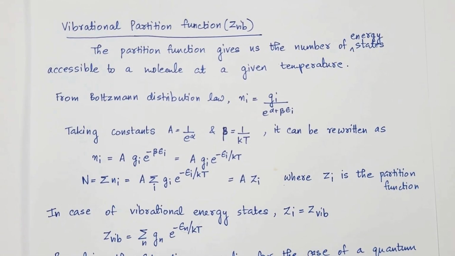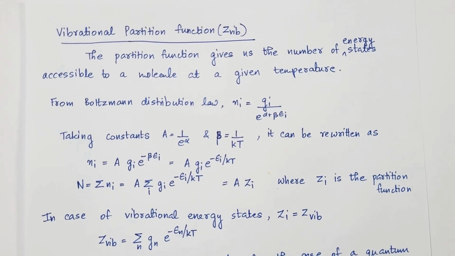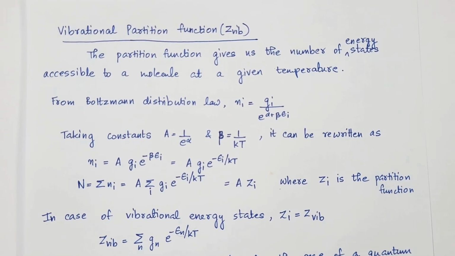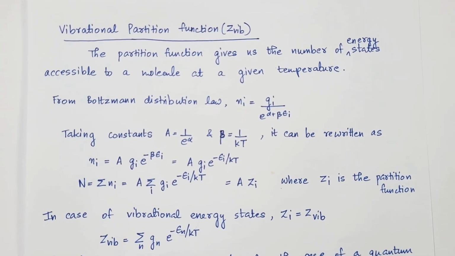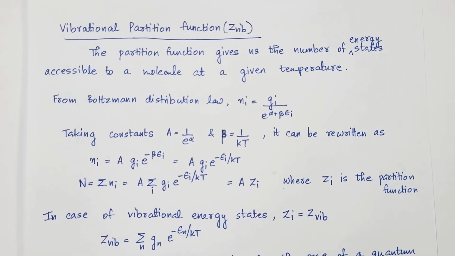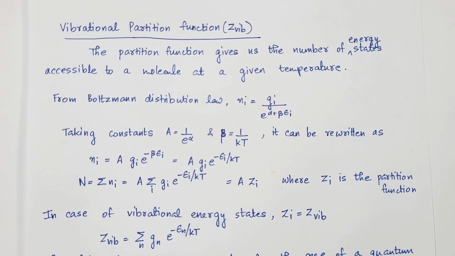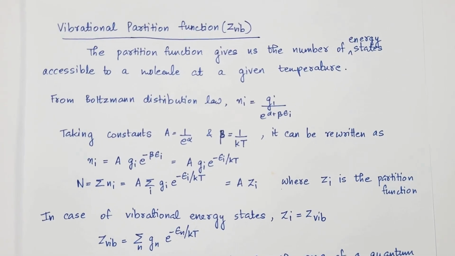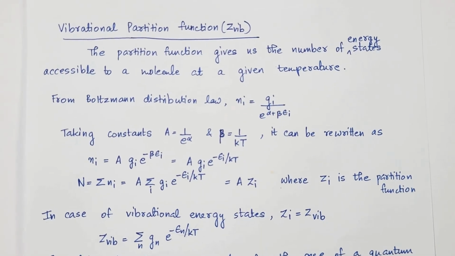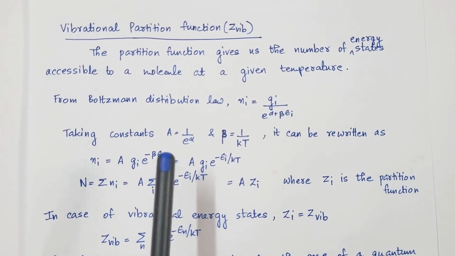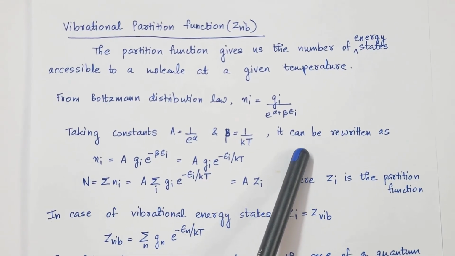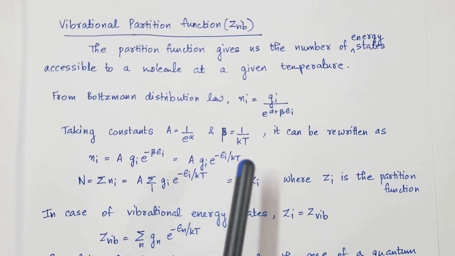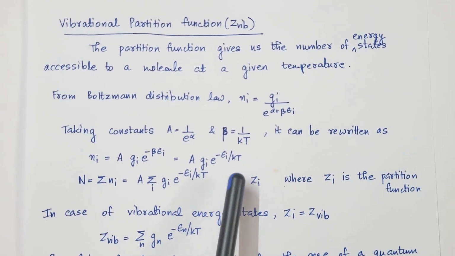Today I'll be explaining the topic vibrational partition function. The partition function gives us the number of energy states which are accessible to a molecule at a given temperature. Now we obtain the partition function from the Boltzmann distribution law, which gives us this formula, and by substituting these constants we are able to rewrite this equation in a form which is dependent on energy and temperature.